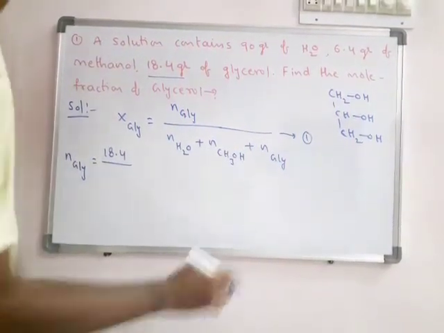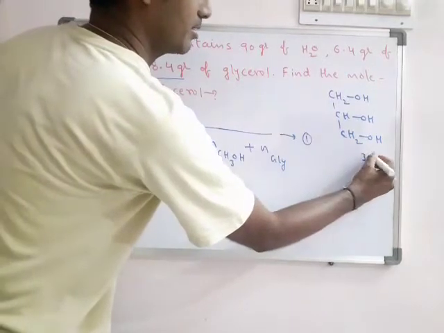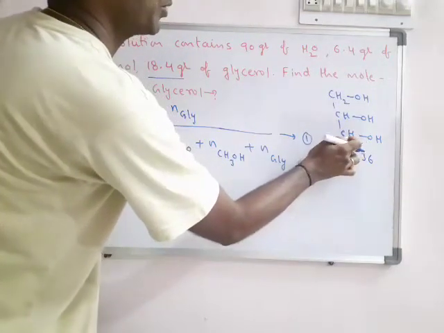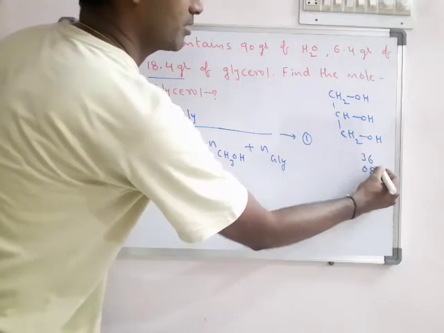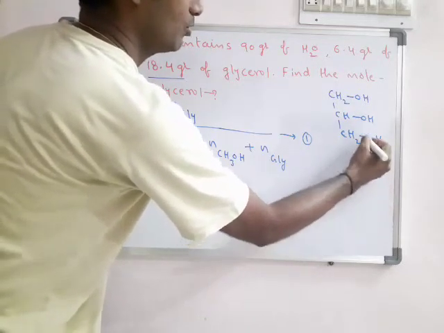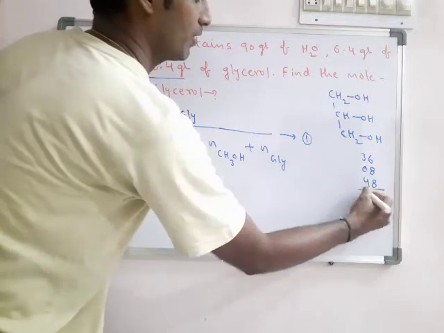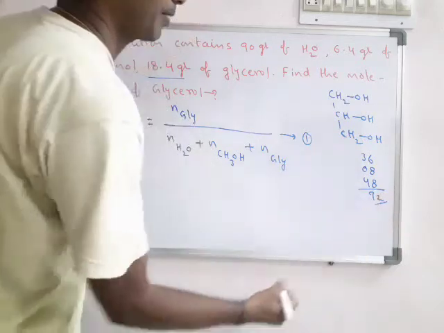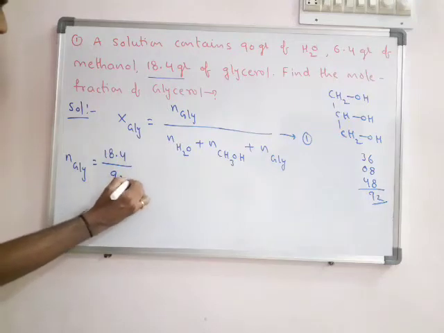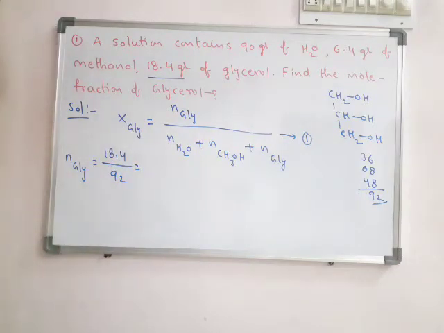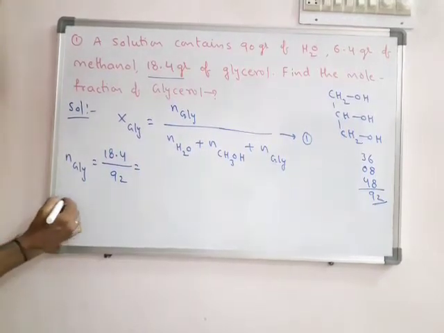So 3 carbons, 36. How many hydrogens? 4, 5, 8 hydrogens. And how many oxygens? 3 oxygens. So finally we will get 92 molecular weight. Okay, so we do all the calculation at once.